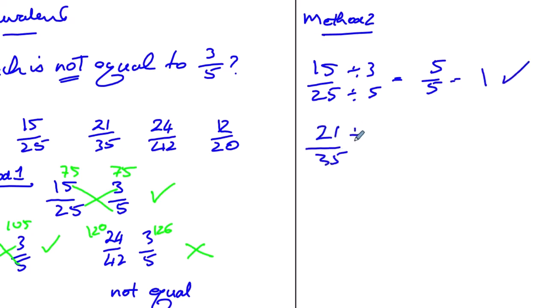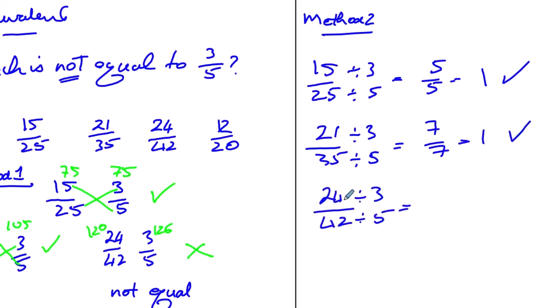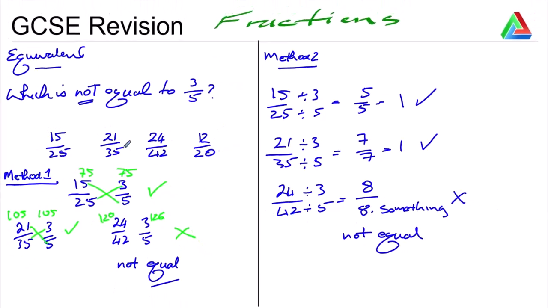21 divided by 3 is 7. 35 divided by 5 is 7. They're equivalent. 24 divided by 3 is 8. 42 divided by 5 is 8 and something. So they are not equal, so they're not equivalent. Method 1 is by far the simplest method.